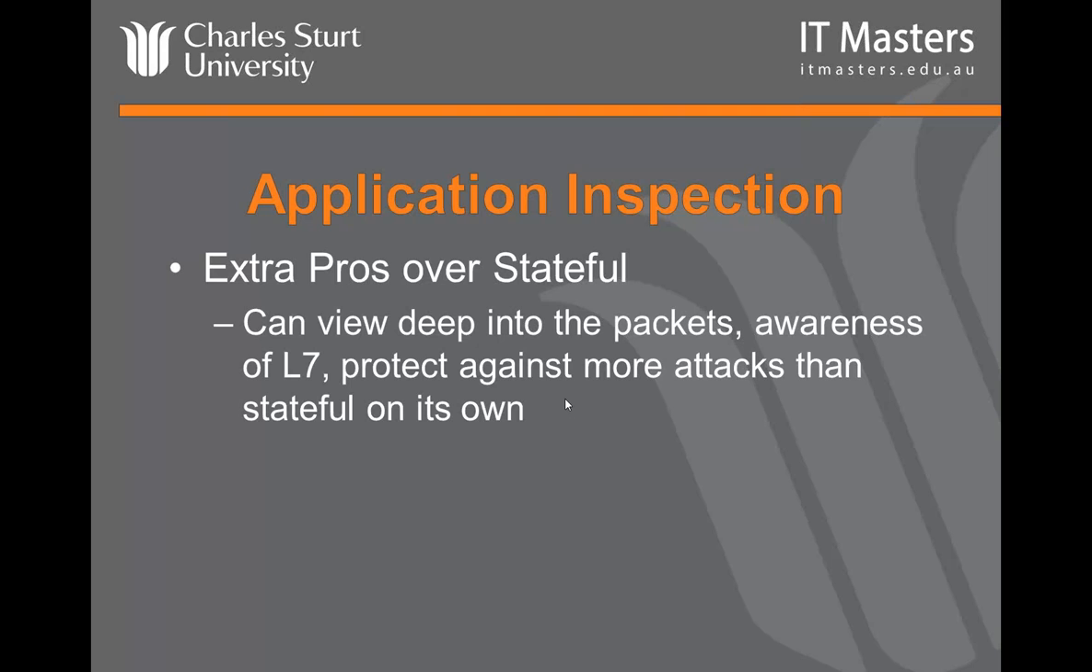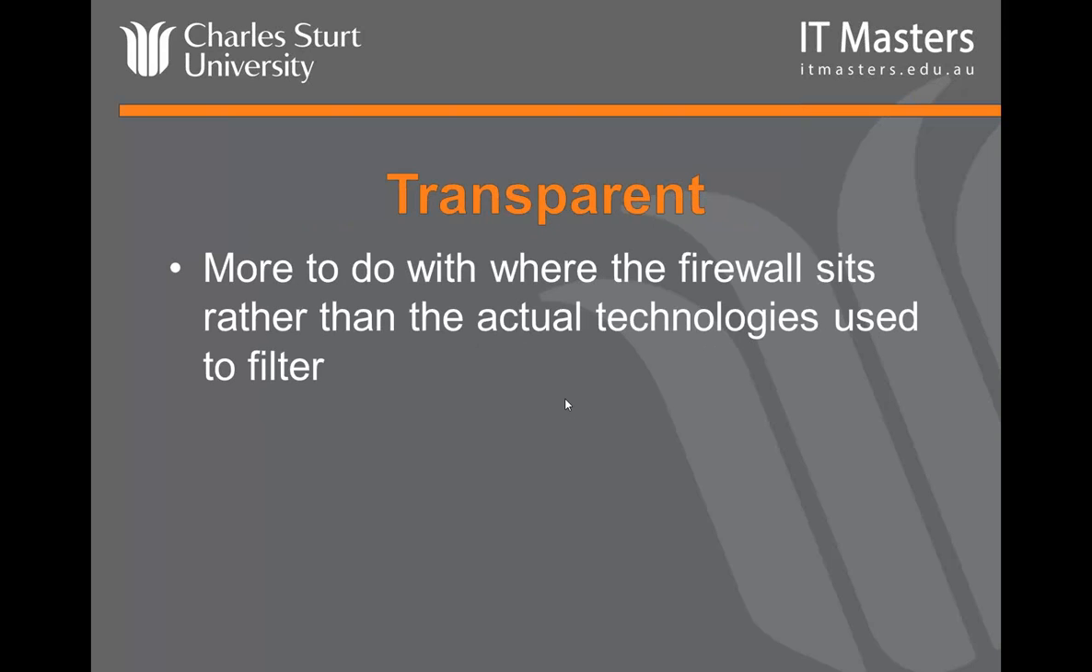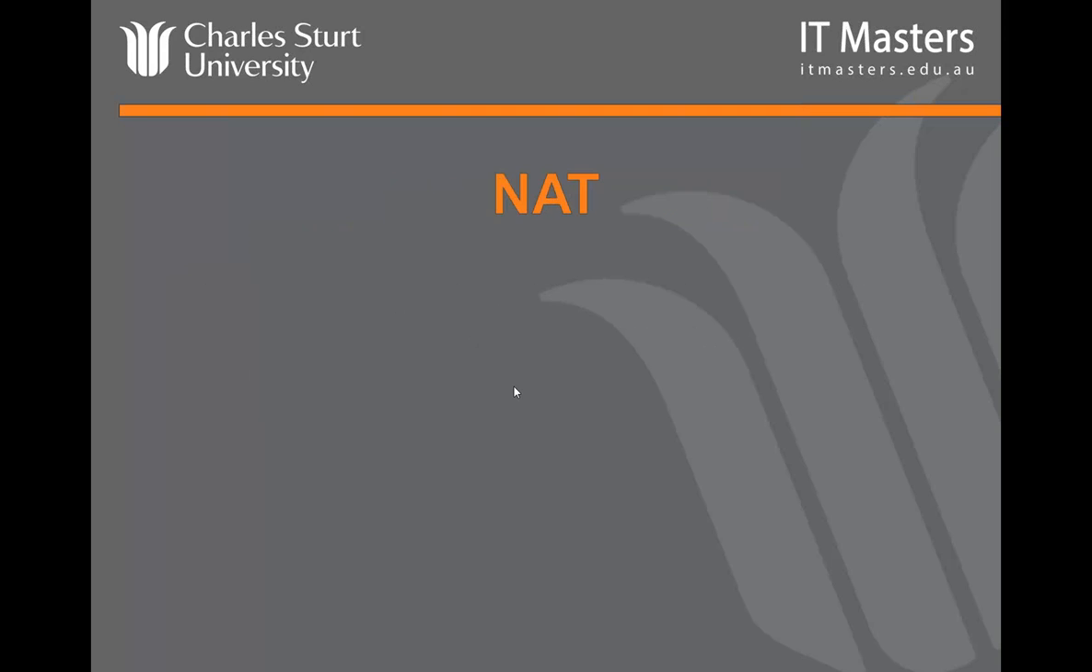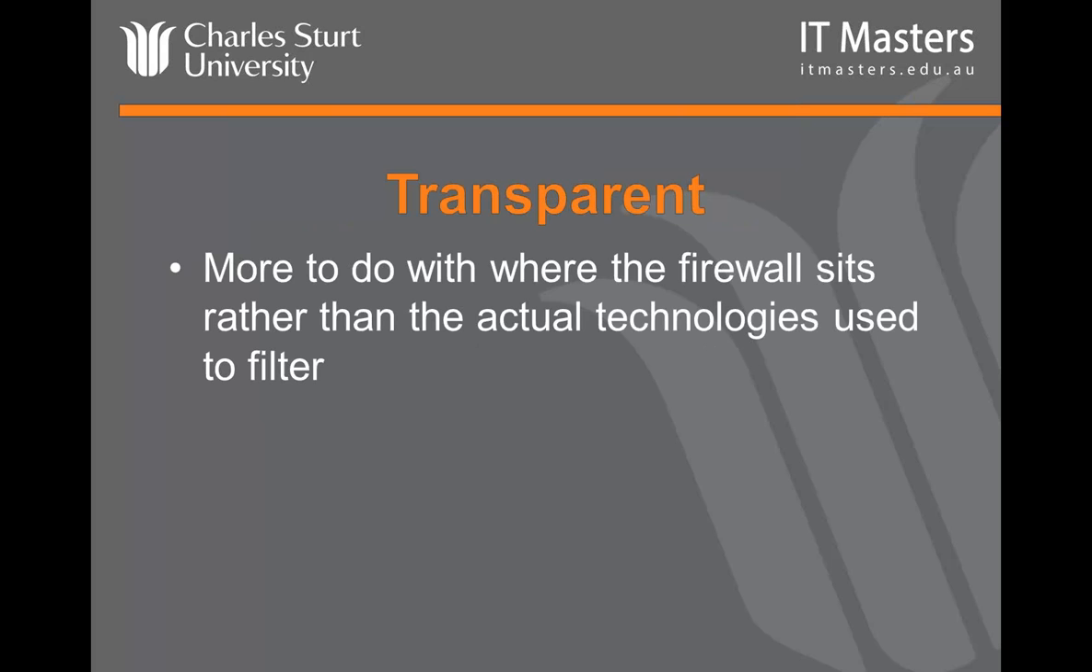Okay, and then lastly, the transparent firewall. As I said, this is more to do with where the firewall sits rather than the actual technologies used to filter. With a transparent firewall, we still have two or multiple interfaces, but we don't assign IP addresses to those interfaces. Those interfaces act more like a bridge or a switch, a two-port switch in the same VLAN.